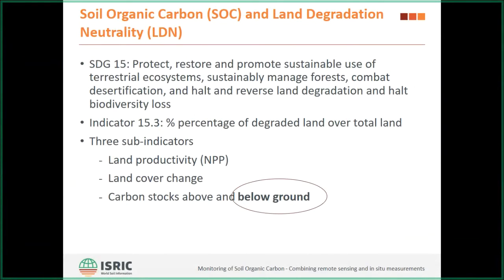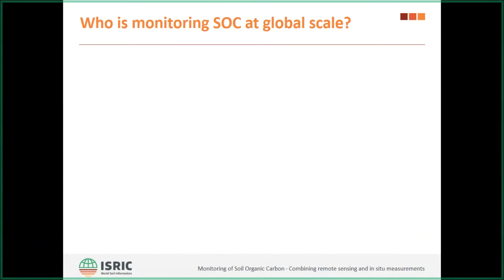Okay, and then the third reason, or the fourth reason, why carbon is important is for land degradation neutrality, mentioned yesterday also. So soil organic carbon is one of the sub-indicators of this 15.3 indicator for land degradation neutrality. So now we've seen that carbon is important for climate change adaptation, mitigation, land degradation. So who's monitoring at global scale? Well, nobody. There are no global efforts and very, very few national efforts to monitor this huge carbon stock.